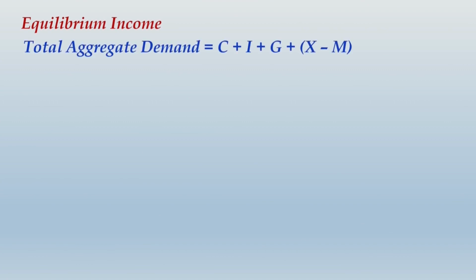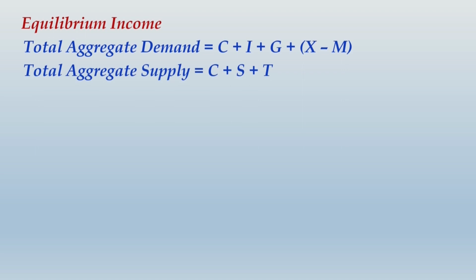Let us move ahead and note down the equilibrium income under four sector economy. Now the total aggregate demand this time will be C plus I plus G plus X minus M, and total aggregate supply will be C plus S plus T. So try recollecting what you have learned under three sector model. It was C plus I plus G as aggregate demand and C plus S plus T as aggregate supply.